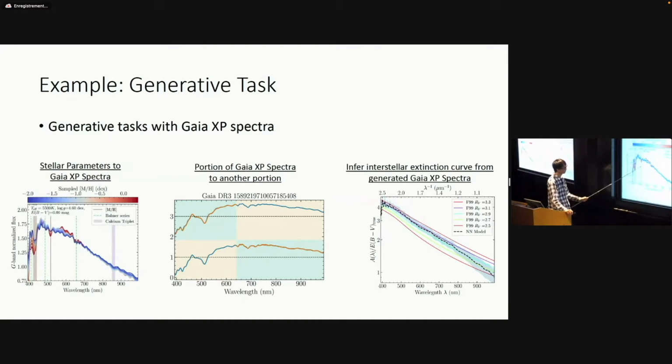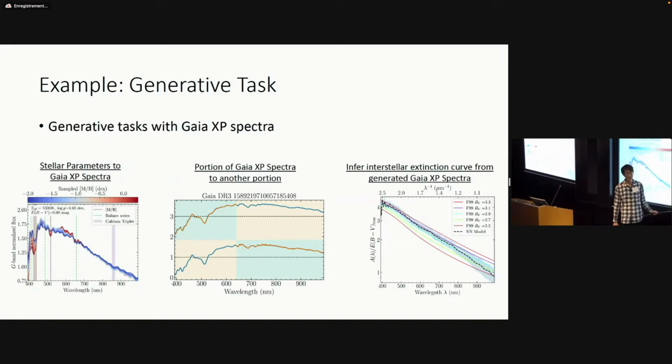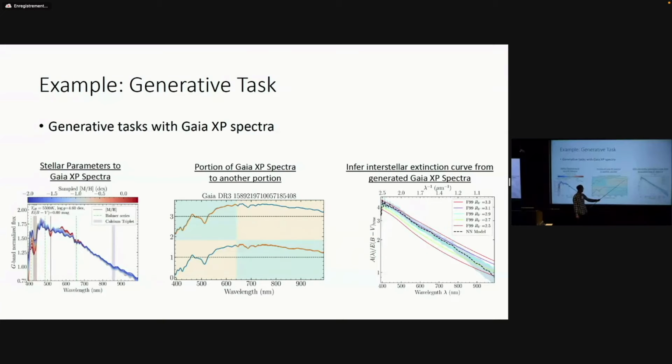So here we show that we try to make it generate red giant spectra, but with different metallicity, and you can see that our model correctly generates spectra, but also shows sensitivity of metal lines as expected, which is great. And we can also give a portion of the Gaia spectra: we can give the first portion and then ask the model to generate the next portion, or we can give the model the second portion and then generate the first portion. And you can see the model works quite well here.